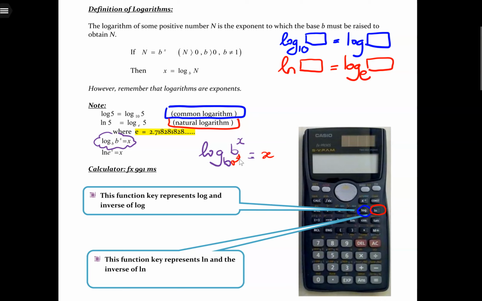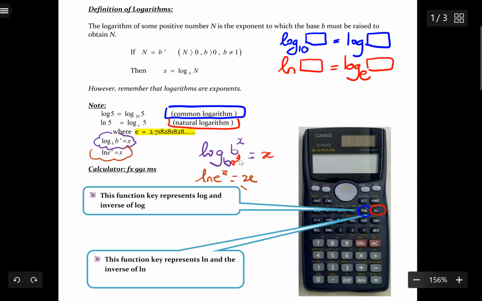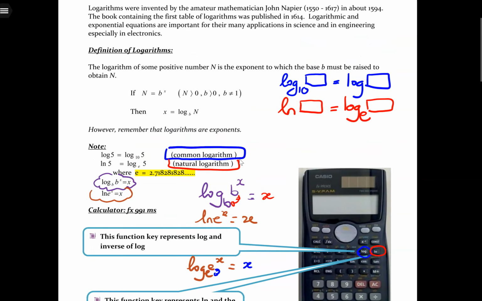The next one I would like everyone to pay attention to is the ln. The ln of e to the x is equal to x, because I can write this as log of the base e of e to the x. You see these two bases are the same, so I can conclude that this is equal to x. This is one of the special formulas in operations involving logarithm and natural logarithm. So let's move on to the next page.